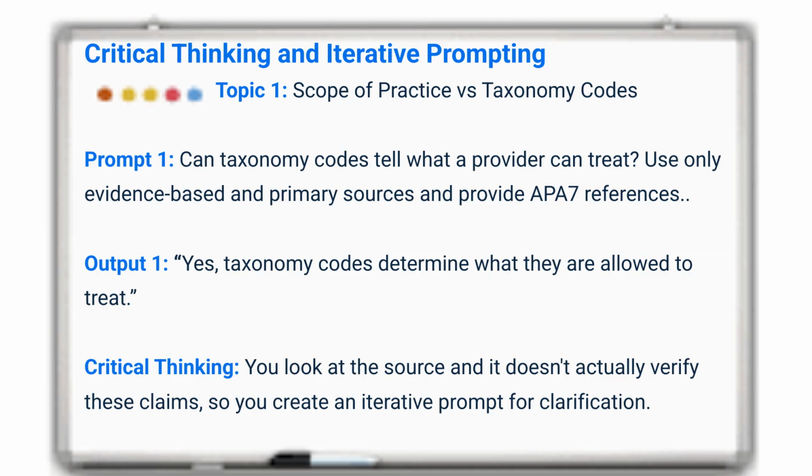Initial prompt: Can taxonomy codes tell what a provider can treat? Use only evidence-based and primary sources. Output 1: Yes, taxonomy codes determine what they are allowed to treat. Critical thinking: you look at the source and it doesn't actually verify these claims, so you create an iterative prompt for clarification.